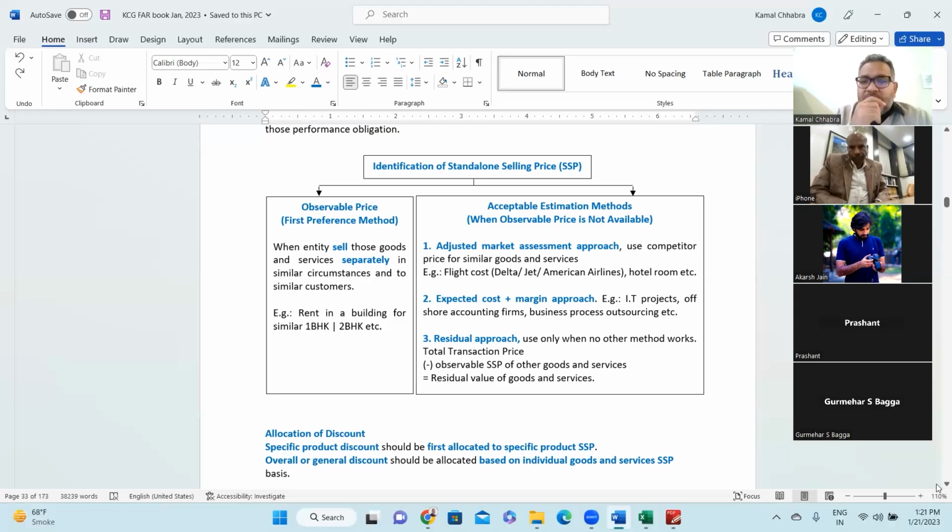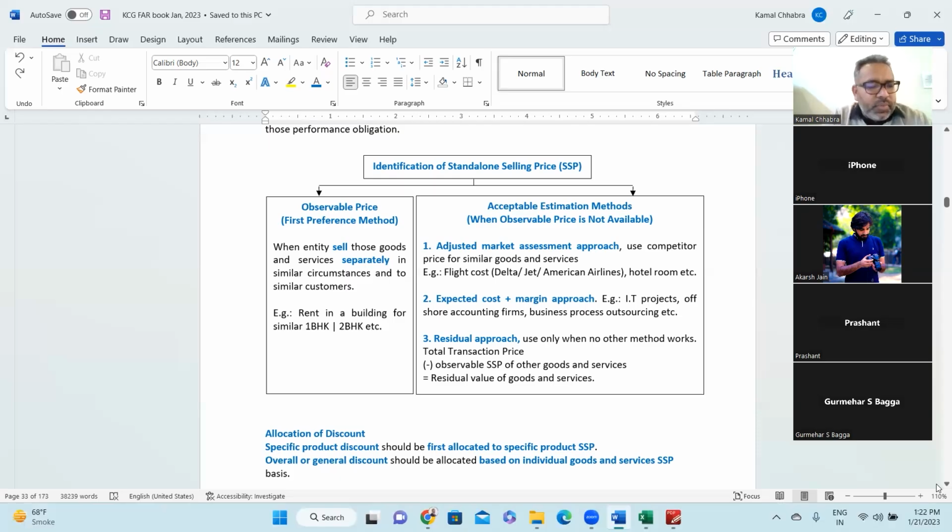This has come from the adjusted market assessment approach. It may be competitor price, competitor rating, our pricing, our rating, weather, or season or non-season. When you make the adjustment based on market requirements, that is called the adjusted market approach. Make sense? The first preferred method is observable price. The second method is the adjusted market assessment approach. If these two don't apply, then you go to the third method, called expected cost plus margin.